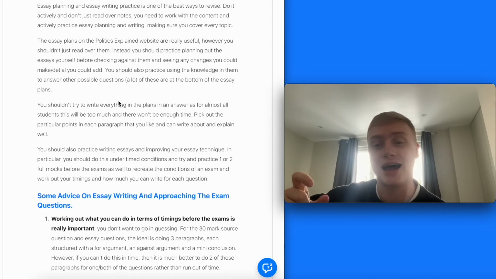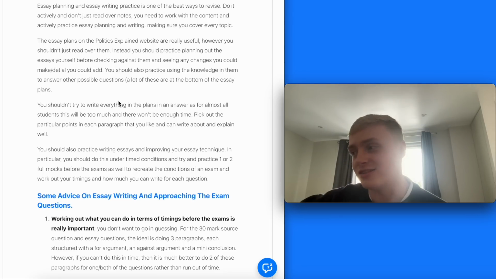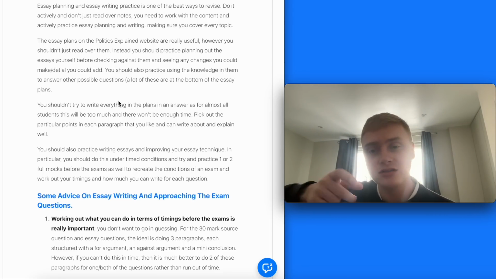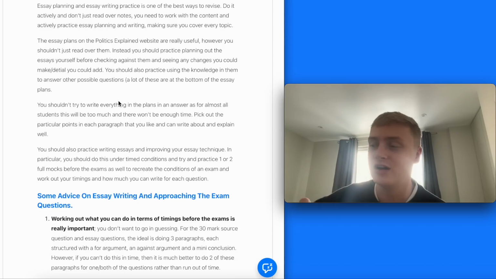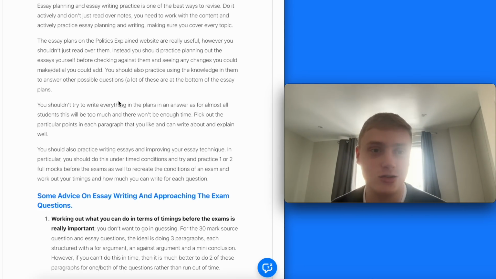You see at the bottom of each plan, use this question to practice, and also look at past paper questions as well. Just these more difficult, difficultly worded questions. You don't want to go in just being able to answer the questions in your plans. You need to be able to adapt it to different questions, especially as a lot of them are going to be source questions as well.